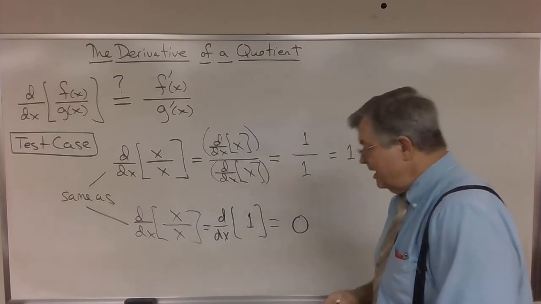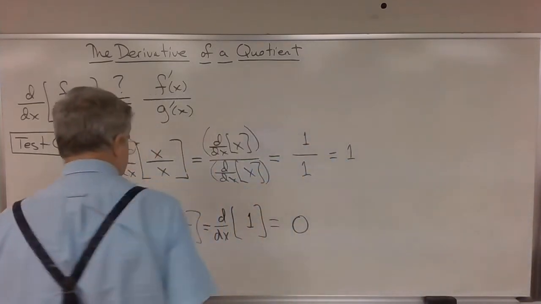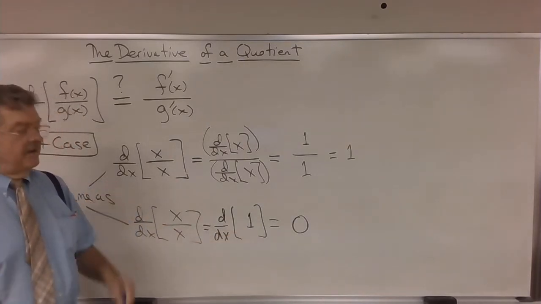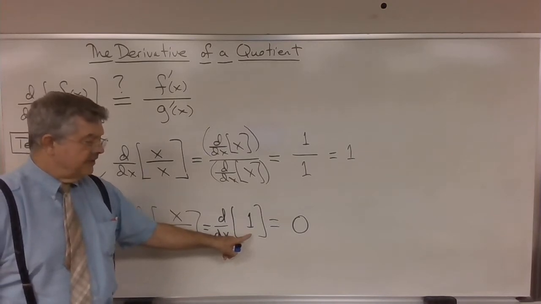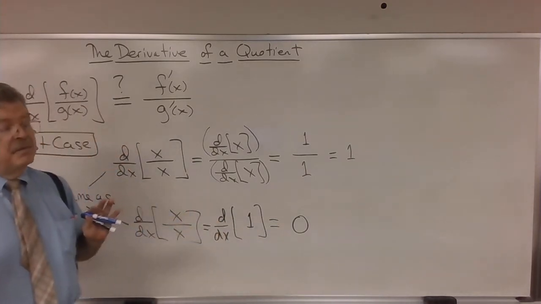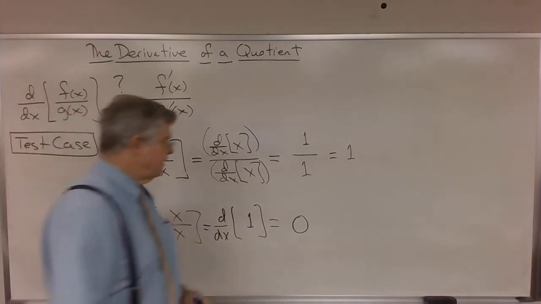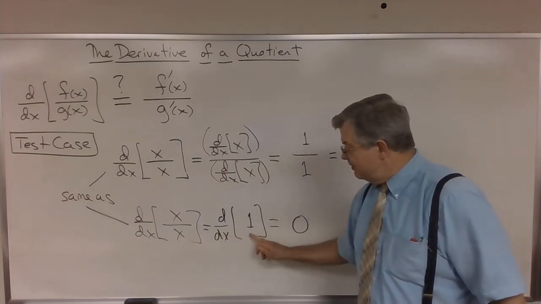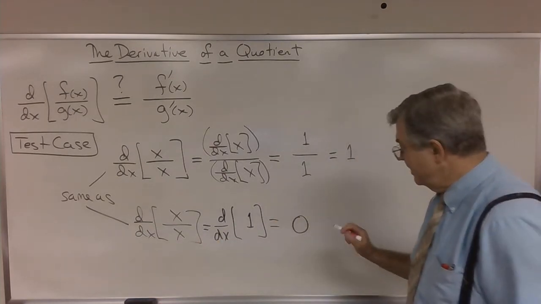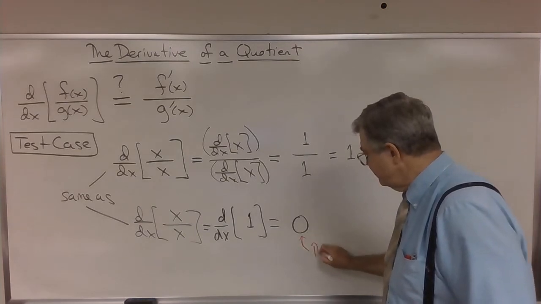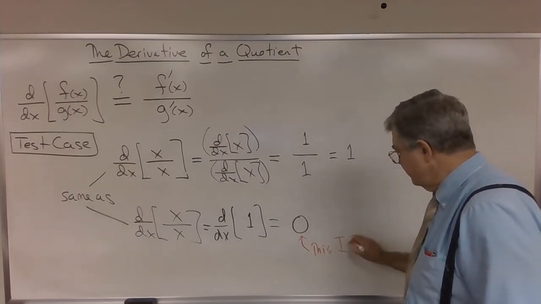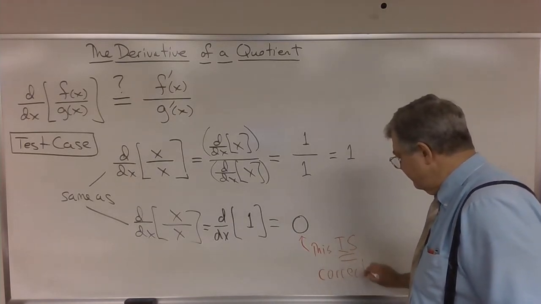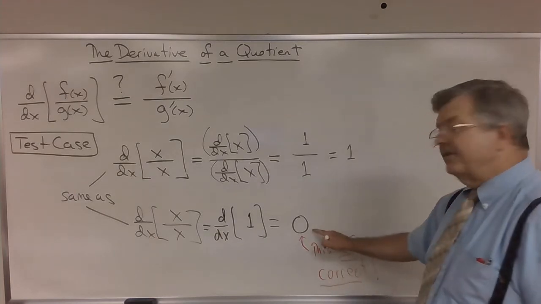Okay. Now, x divided by x, that's 1, without any doubt. The derivative of 1, since it's a constant, is 0. We know that's correct. This has to be the right answer because we know that each of the 2 steps that we took here are correct. So this is correct.